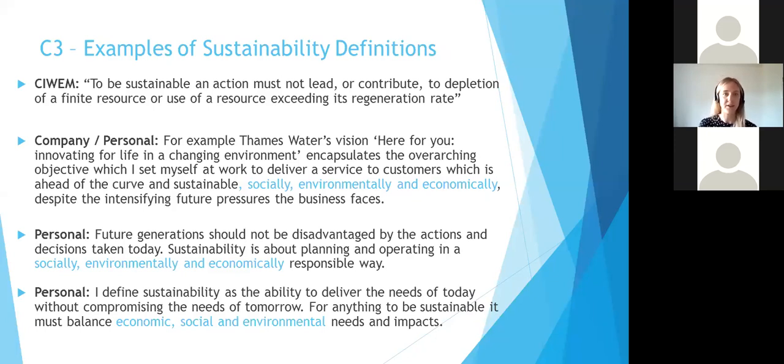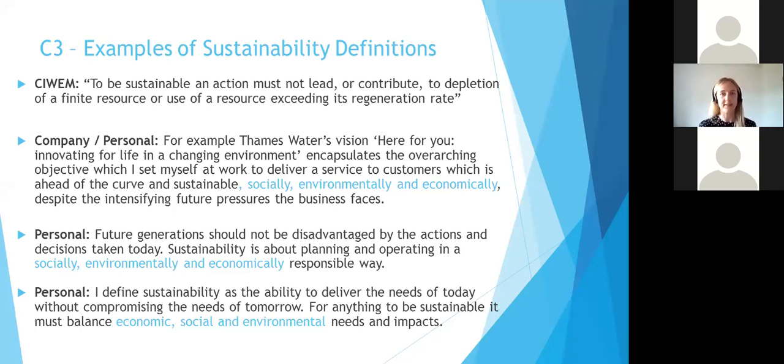Tie that into your own personal ambition for wanting to work for that company because of their sustainability vision. Here the example is Thames Water's vision, innovating for life in a changing environment. The person working for Thames Water has said that this encapsulates the overarching objective which I set myself at work, to deliver a service to customers which is ahead of the curve and sustainable socially, environmentally and economically, despite the intensifying pressures the business faces.